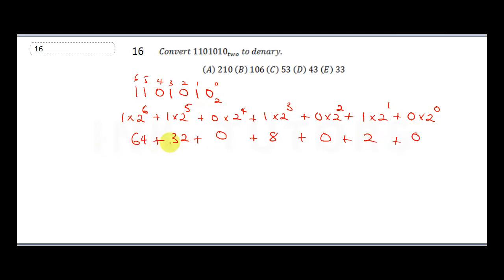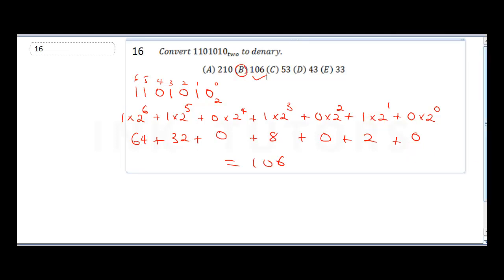So 64 plus 32 is going to give us 96. 96 plus 8 is going to give us 104. 104 plus 2 will give us 106. So the correct answer here is 106. And we'll mark our B.